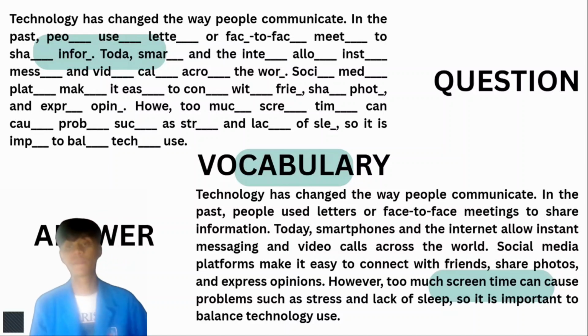And then the C-test for vocabulary. Technology has changed the way people communicate. In the past, people used letters or face-to-face meetings to share information. Today, smartphones and the internet allow instant messaging and video calls across the world. Social media platforms make it easy to connect with friends, share photos, and express opinions. However, too much screen time can cause problems such as stress and lack of sleep. So it is important to balance technology use.